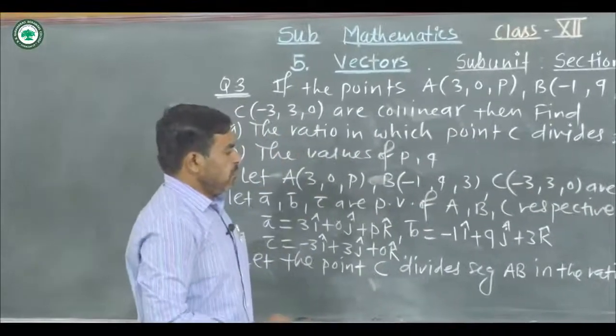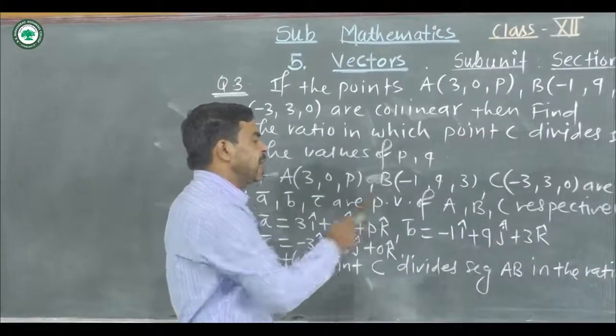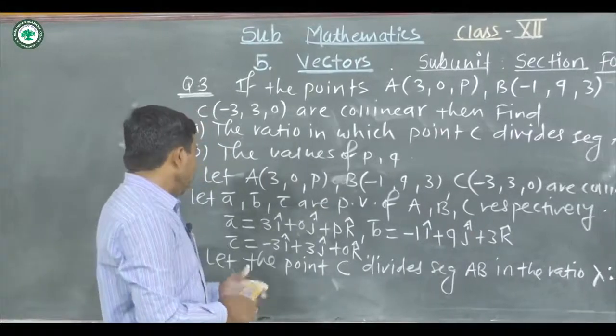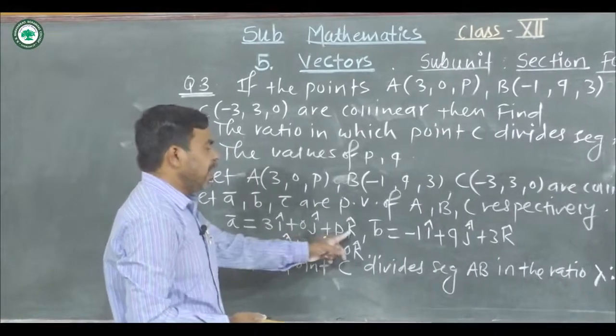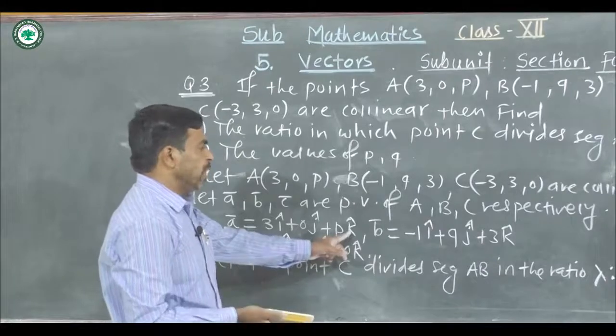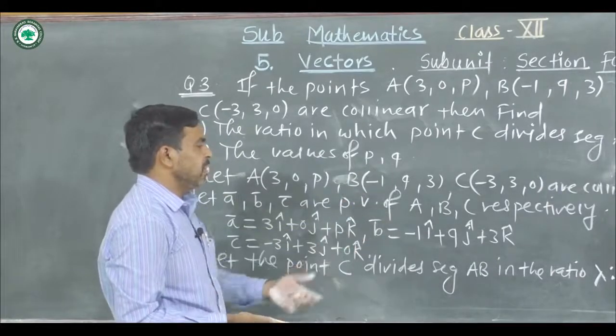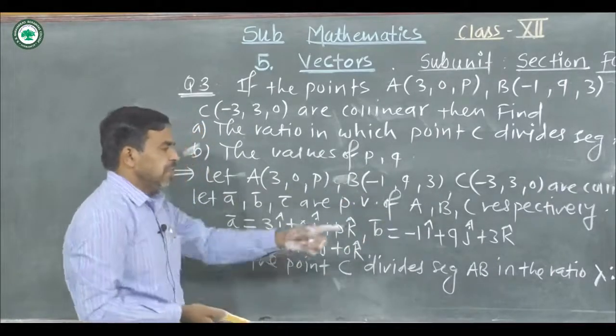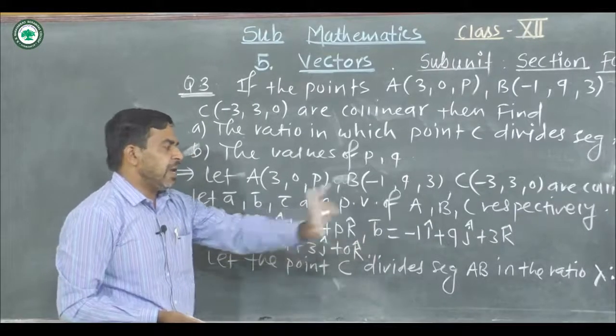Here we have taken the ratio as lambda is to 1 because in A bar, B bar, C bar there is k, and if we take k is to 1, there may be some confusion with k and k cap. So that's why here we have taken lambda is to 1.